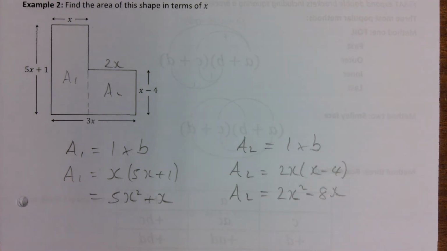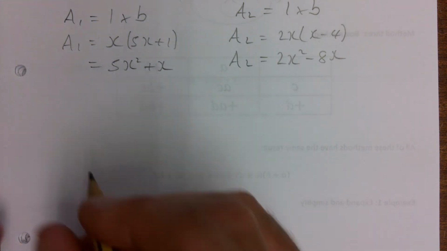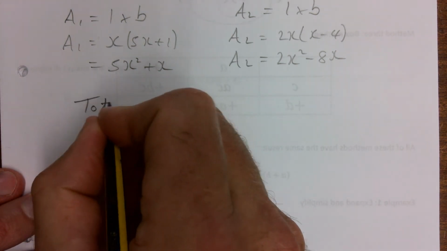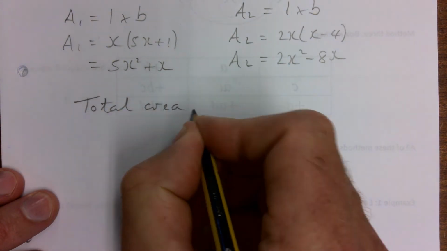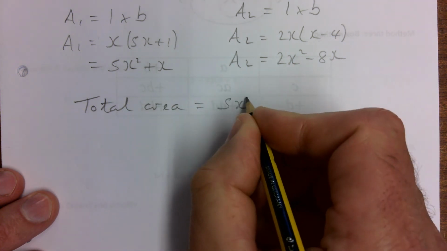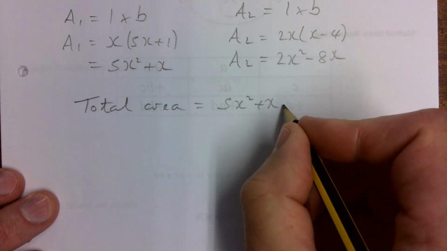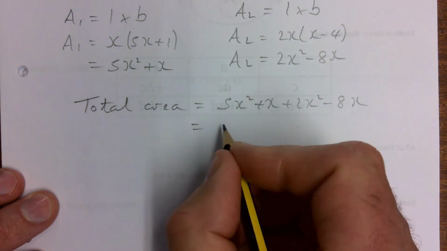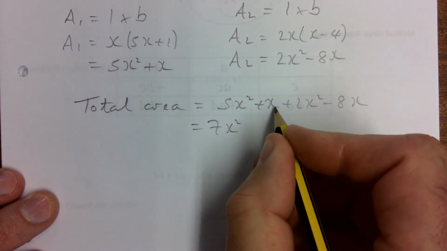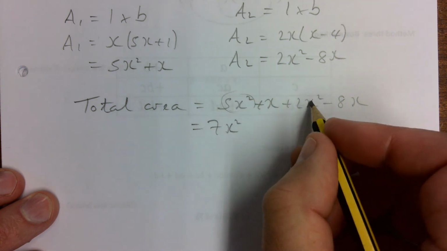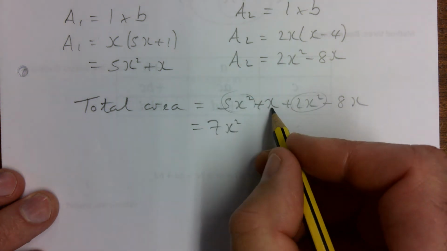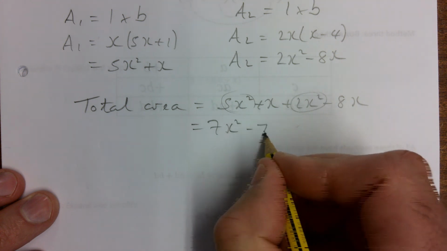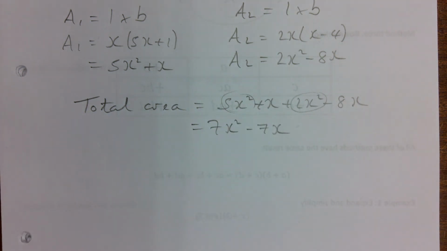So we need then a total area. It's going to be 5x squared plus x plus 2x squared minus 8x. That gives me 7x squared, that's that term joining together with that term, and then the x and the minus 8x gives minus 7x.